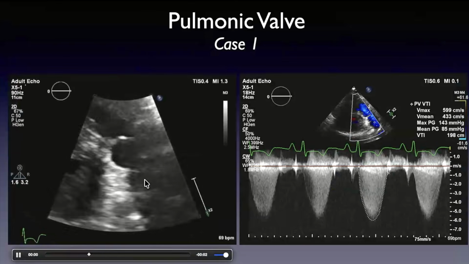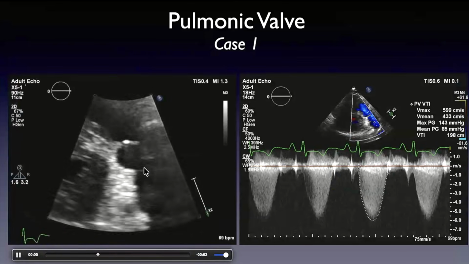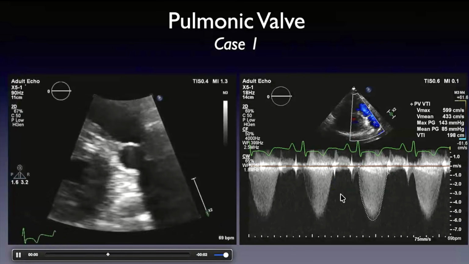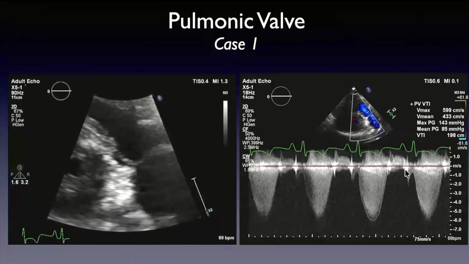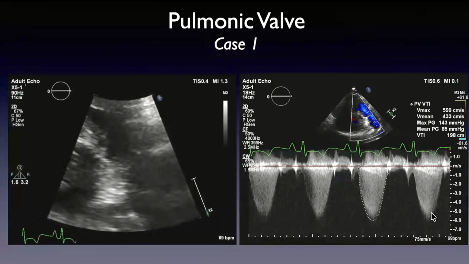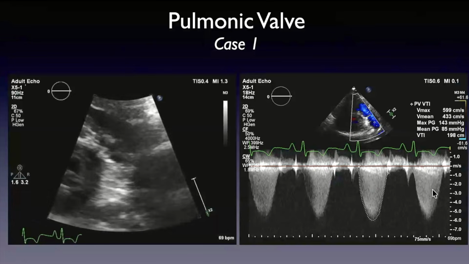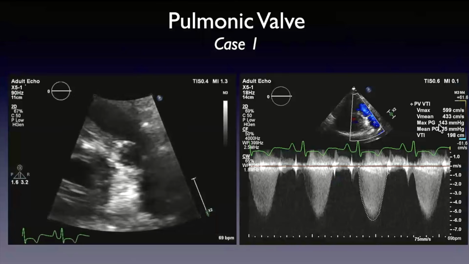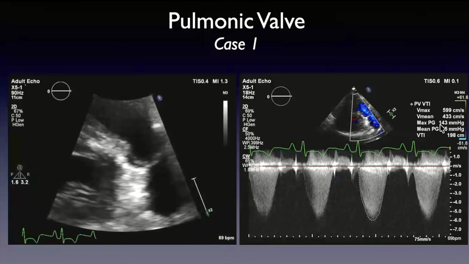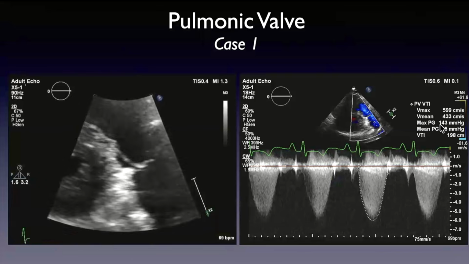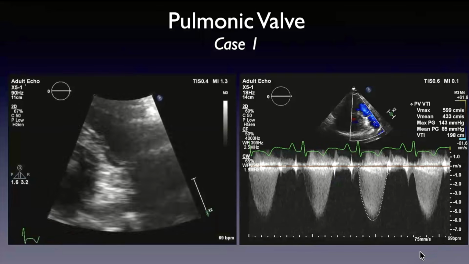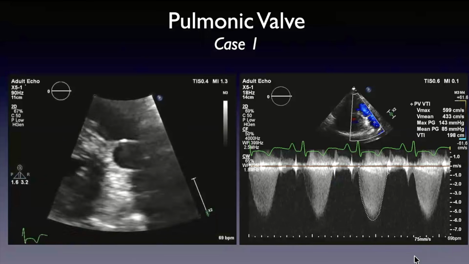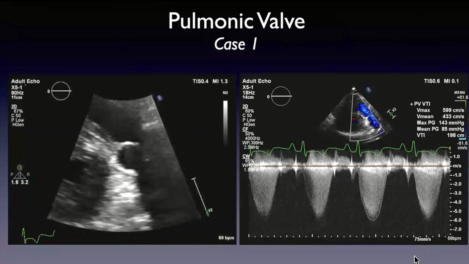And just a zoomed up view here, beautiful doming of that pulmonary valve cusp. Look at the gradient with continuous wave Doppler across the pulmonic valve. Velocities well over 5, almost achieving 6 meters per second. Peak gradient of 143 millimeters of mercury. This is clearly severe pulmonic stenosis, and obviously the cause of the severe RV pressure overload that you see from a 2D perspective.